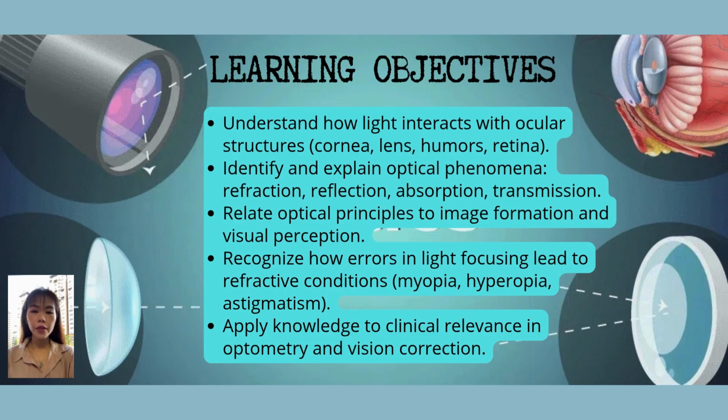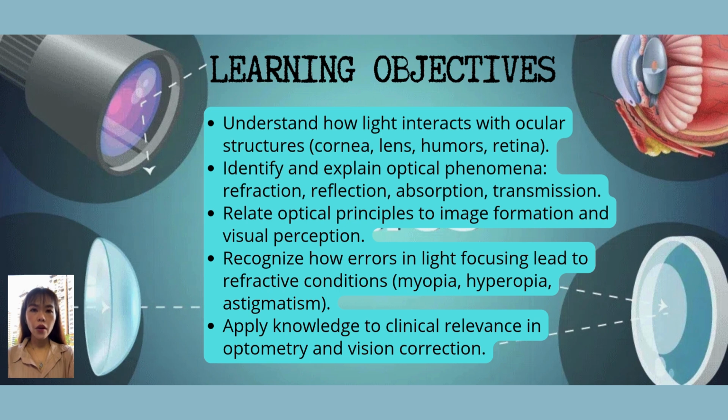Before we dive into the main content, let me outline the learning objectives of today's presentation. First, we will understand how light interacts with the different structures of the eye, including the cornea, lens, aqueous and vitreous humors, and finally the retina. Second, we will describe the key optical phenomena that occur within the eye: refraction, absorption, and transmission, and see how each one contributes to the process of vision.